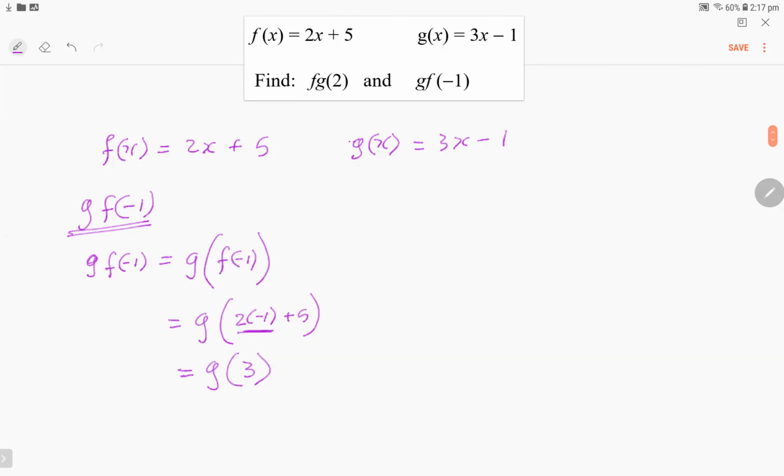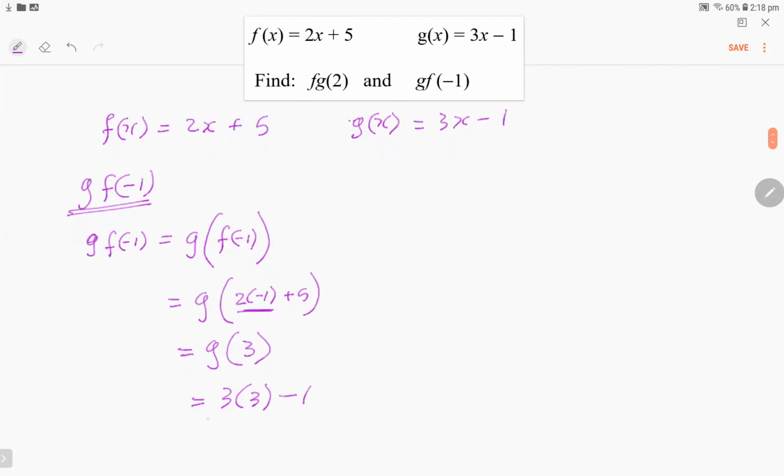And g of 3 means that I put 3 in the g function there. So it becomes 3 times 3, where the x was, minus 1. 3 times 3 is 9. 9 minus 1 is 8. That's when I use the inner function first, f of minus 1, which worked out to be 3.